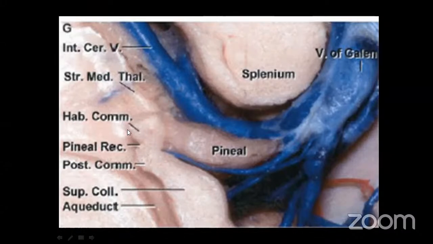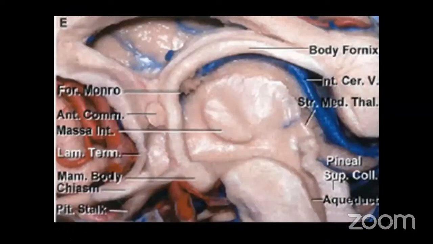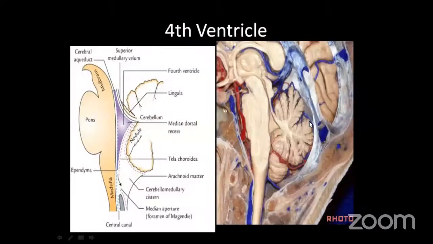This is the region of the third ventricle. You can see the pineal recess, the pineal gland over here. Habenular commissure and posterior commissure can be appreciated in the posterior wall. And posterior inferiorly, we can see that it is communicating via the cerebral aqueduct of Sylvius with the fourth ventricle. So just a picture to gauge your anatomy. You can see the anterior commissure, lamina terminalis, mammillary bodies in the floor, midbrain, cerebral aqueduct.